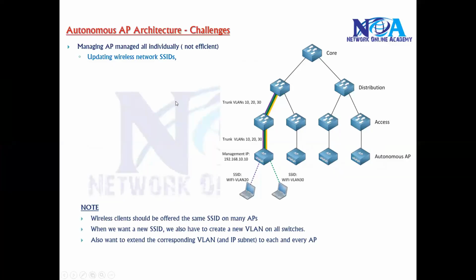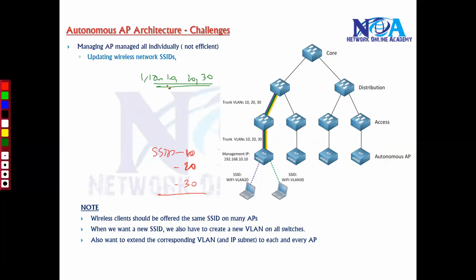Now, one more issue is, let's say we configure the SSID for VLAN 10, and we have configured the SSIDs for VLAN 20 and 30, and they are being mapped with VLAN 10, VLAN 20, VLAN 30 on my wired network. So everything is working fine. But now the question is, what if I need to add a new VLAN? So we need to go to switches, add the new VLAN, and then we need to assign the ports. So of course, this is on the wired network.